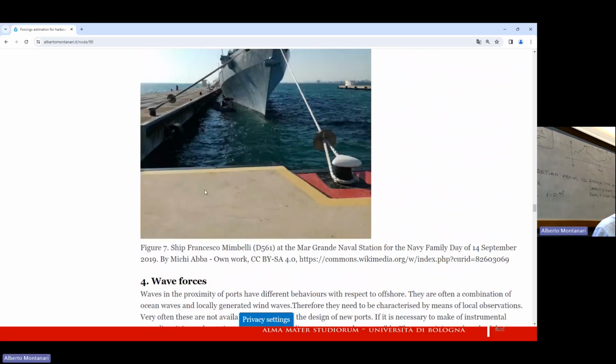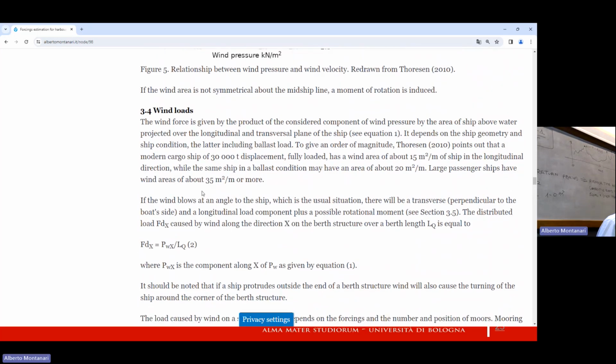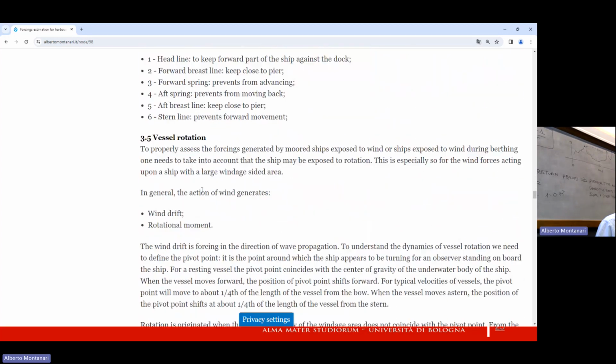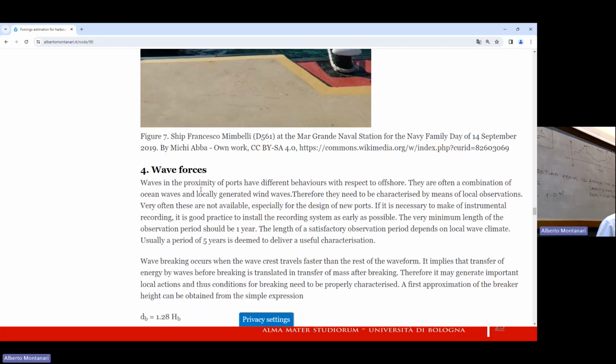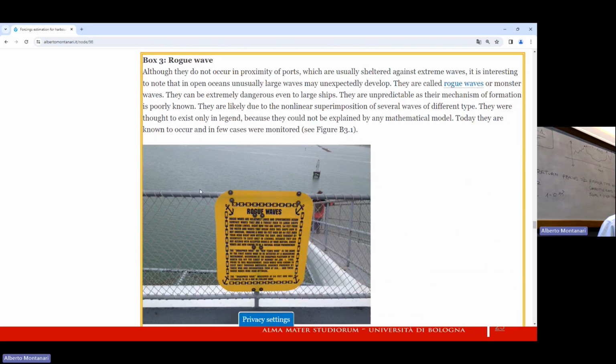Okay, let me just see if I forgot something. So let me just go back a little bit and let me see. We know this was discussed, vessel rotation, we discussed it. Okay, wave forces. Yeah, this box is just a curiosity.